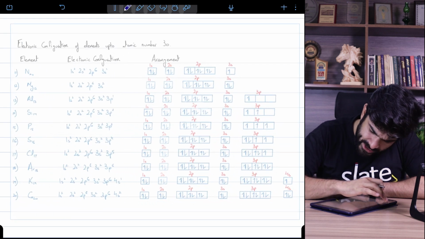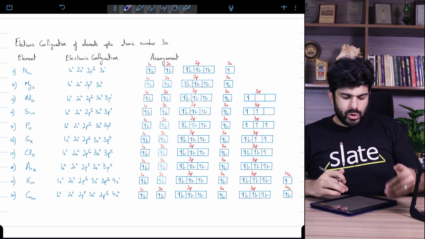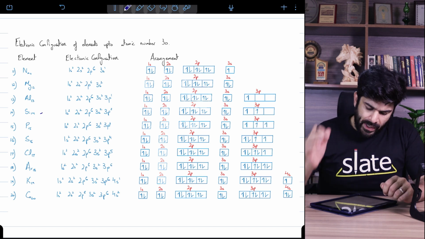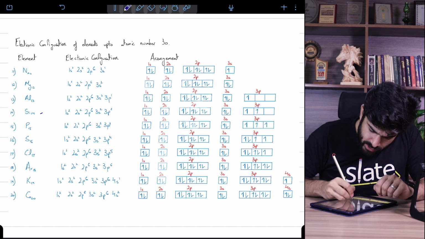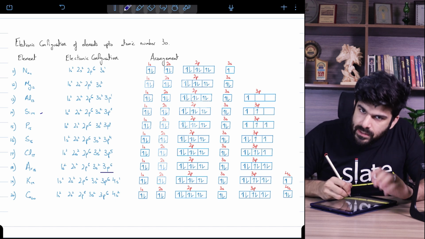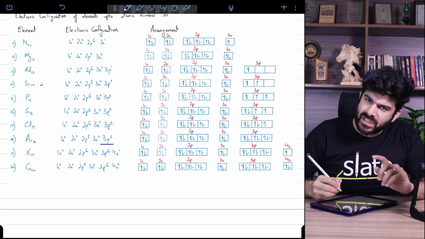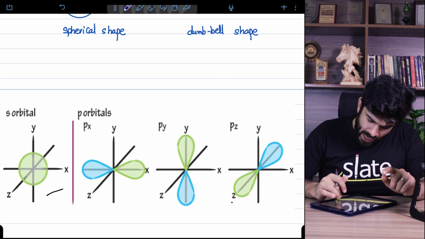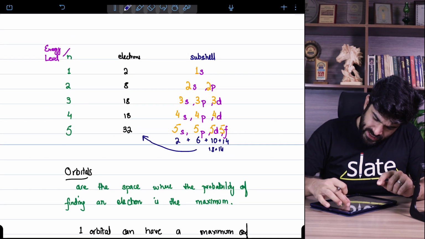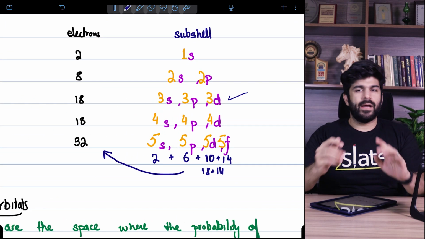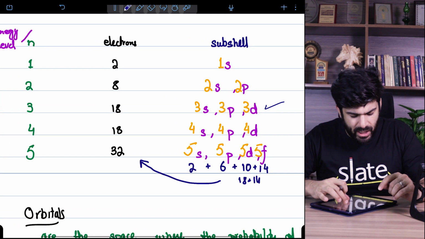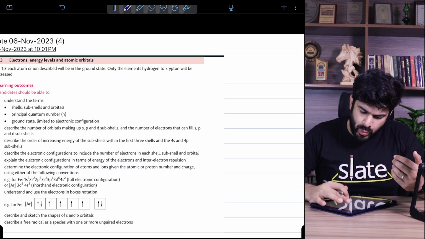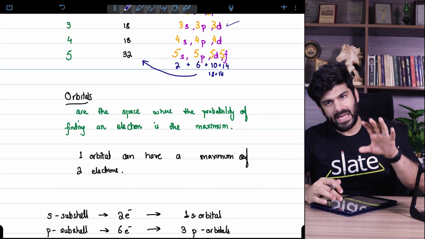Now that is the electronic configuration of the next elements: sodium, magnesium, aluminum, silicon, phosphorus, and so on. But look what happened after argon. 3p6 is complete. We were supposed to have a 3d orbital, because remember we studied that there is a d orbital in the third shell, the third principal quantum number, the third energy level as well. But that's not how electrons work. The electron filling is a different matter.